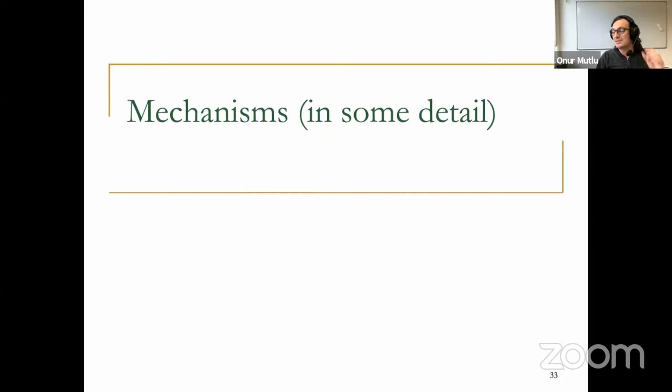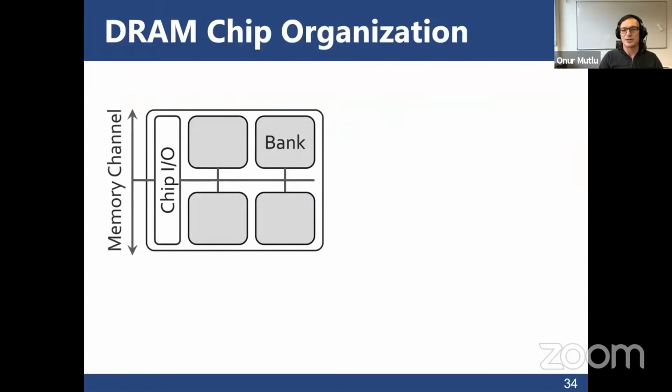Okay, let's go into mechanisms in some more detail. This is the best mechanism of the paper, if you will. So the paper covers DRAM chip organization. If you look at a DRAM chip, it consists of banks, and it consists of chip I/O and the memory channel, as you can see. And banks share a bus so that they can communicate their data outside of the memory channel, and they can get data from the memory channel and write it into them. Keep that shared bus in mind.